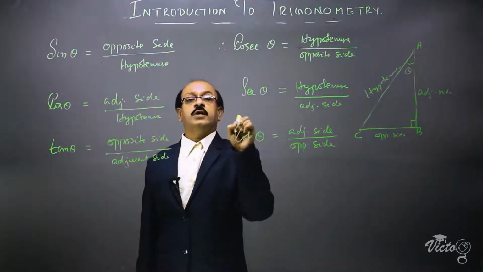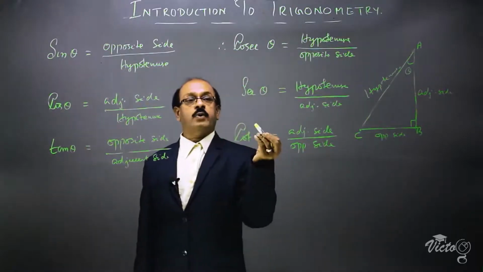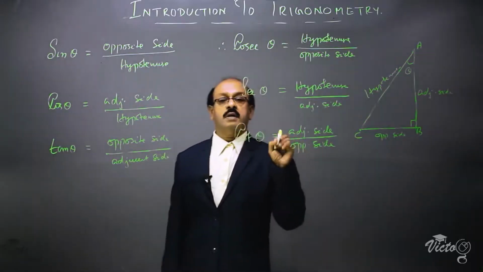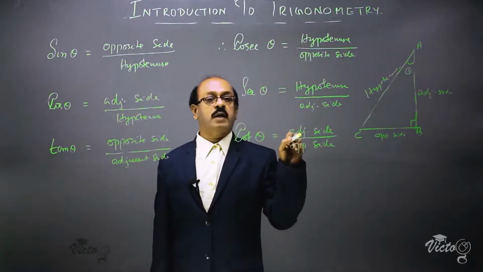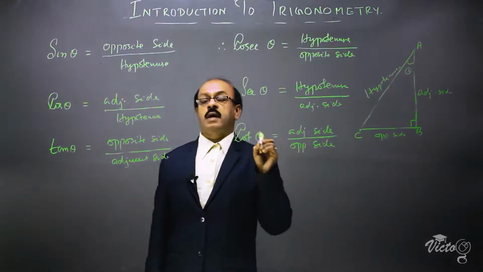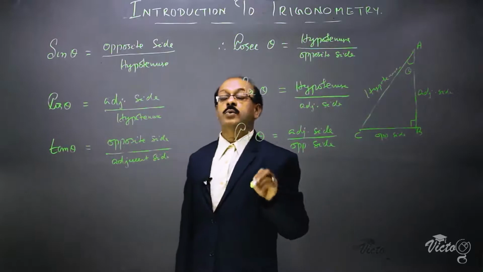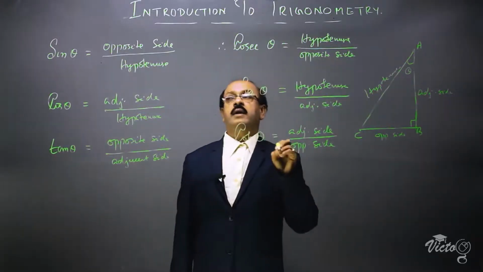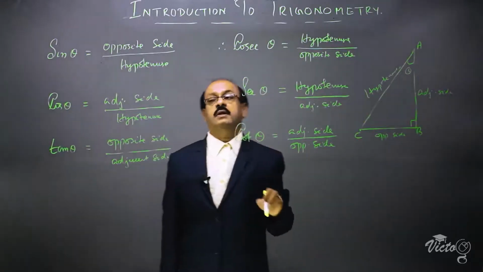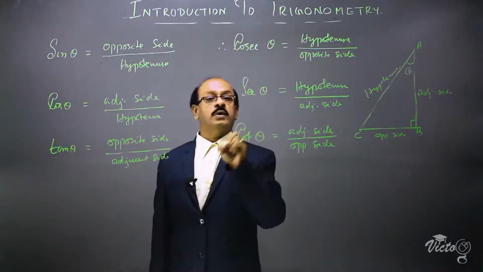So, the six ratios are obtained: sin theta, cos theta, tan theta, and their reciprocal ratios cosec theta, sec theta, and cot theta. When we hear the word sine, we have to remember it is opposite side by hypotenuse; on hearing cosine or simply cos, it is adjacent side by hypotenuse; and tan of the angle is equal to opposite side by adjacent side. Then the three reciprocal ratios are there. The reciprocal ratio of sine is cosec theta, the reciprocal ratio of cos is sec theta, and the reciprocal ratio of tan is cot theta.